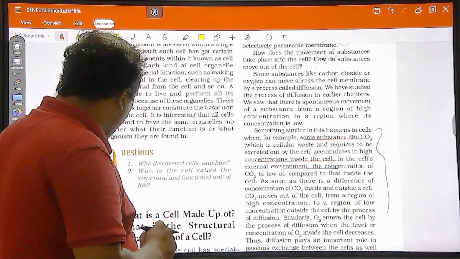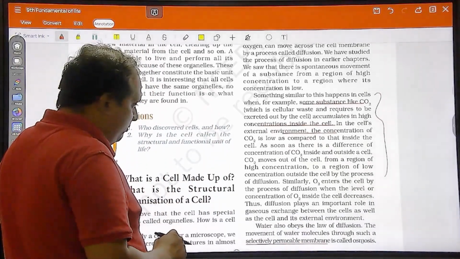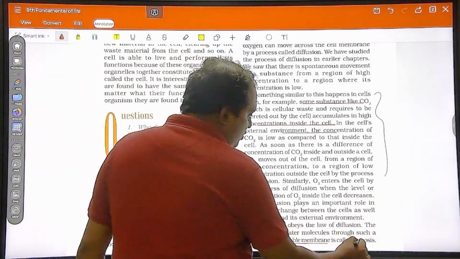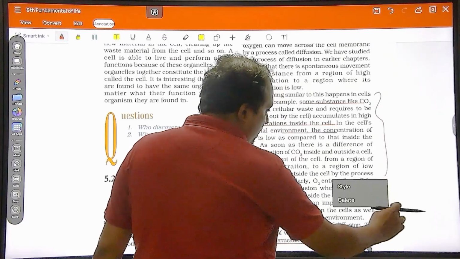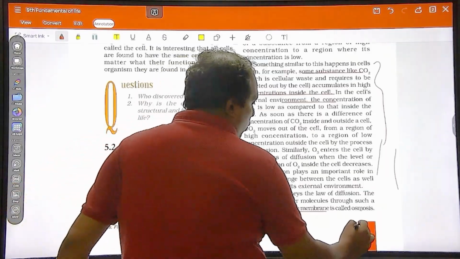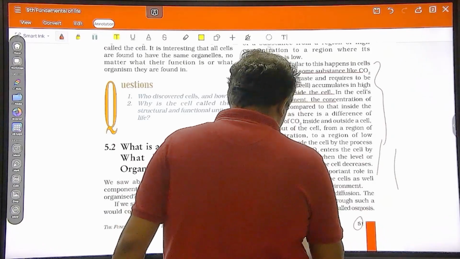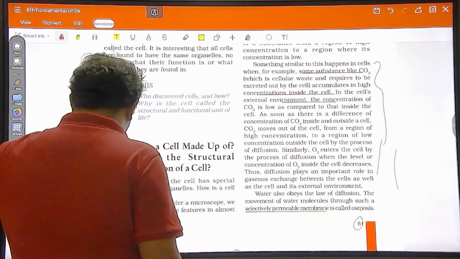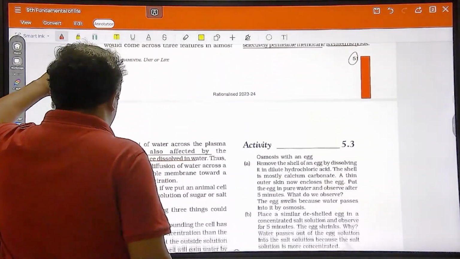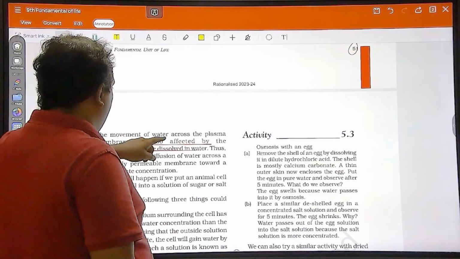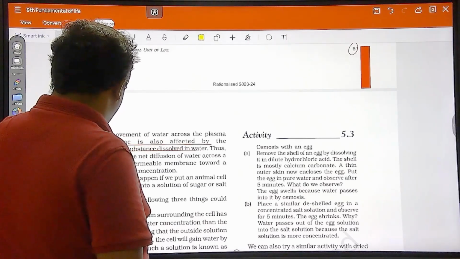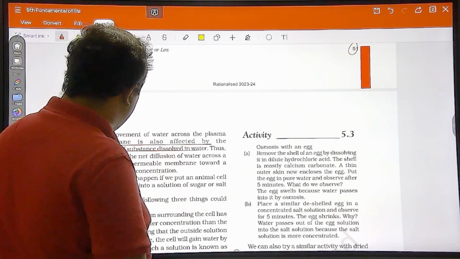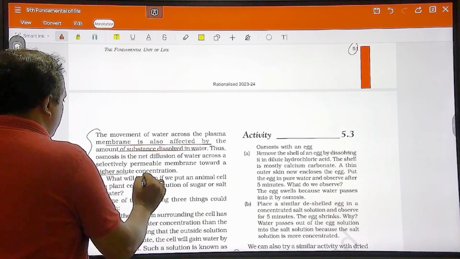Based on permeability, the concept leads to processes called diffusion and osmosis, which are mentioned here. You can see page number 51. You see a mention of a selectively permeable membrane and osmosis, and further down, the movement of water across the plasma membrane is also affected by the amount of substance dissolved in water, and so on. So high solute concentration. You have a lot of concepts here.